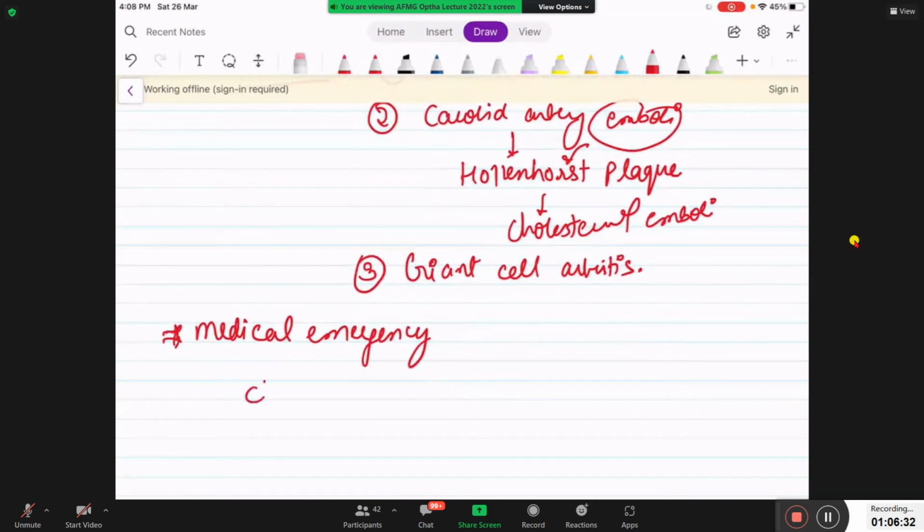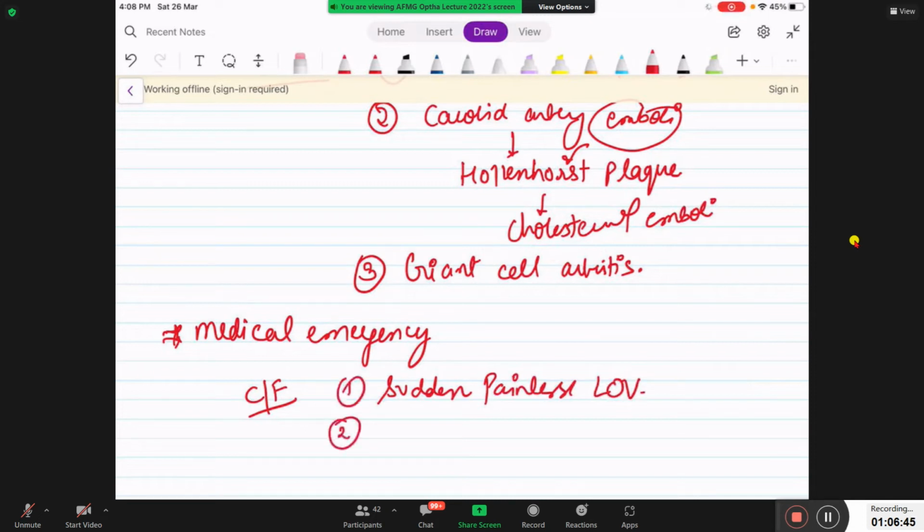Okay. Now write down clinical features. Patient will have sudden painless loss of vision. If you see the fundus, the patient will have optic atrophy. Which type of optic atrophy? Consecutive type of optic atrophy will be there.